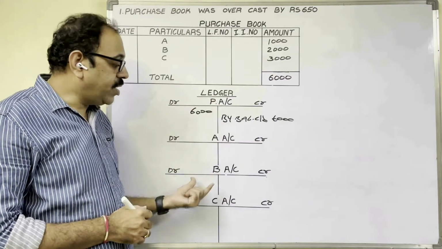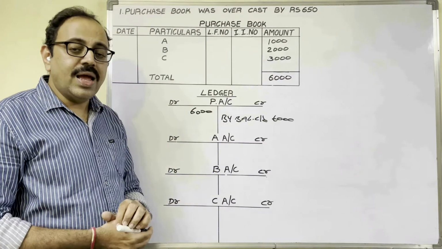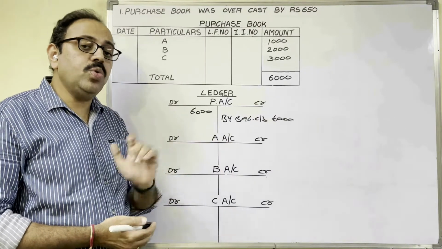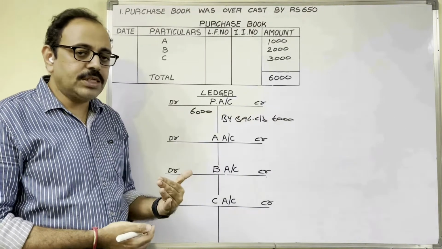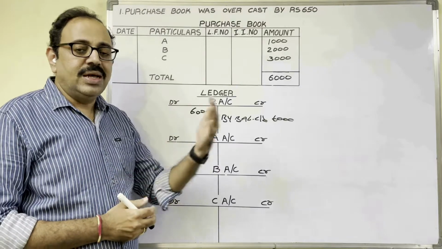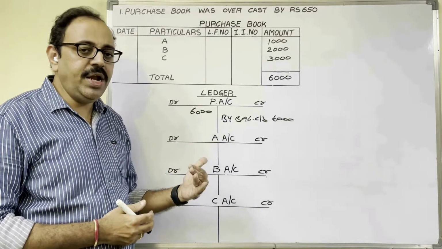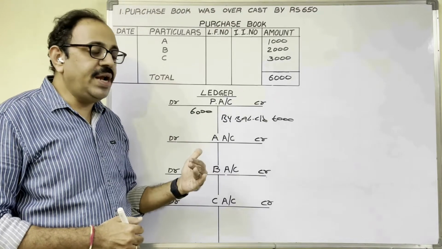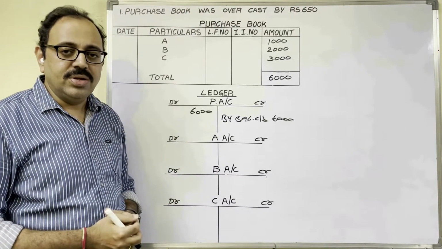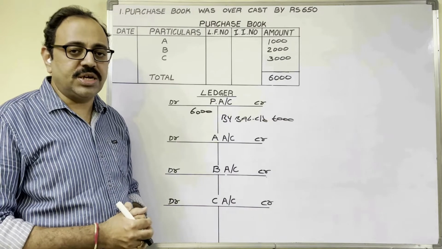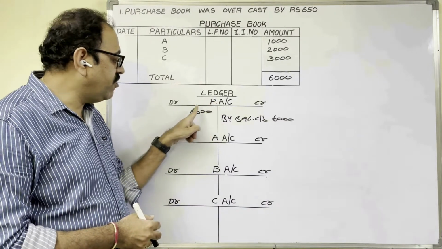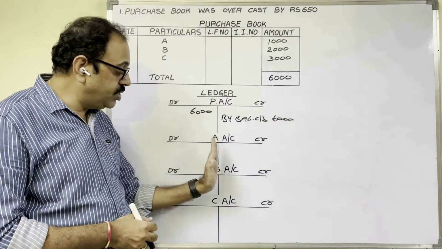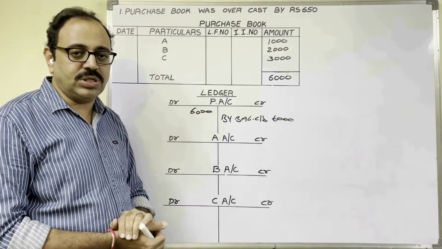So we maintain accounts under the double entry system. As per the double entry system, every transaction contains minimum two aspects: receiving aspect, giving aspect. Receiving aspect is known as debit, giving aspect is known as credit. For every debit, equivalent credit will be there. So as per the double entry system, in the purchase account when we debit this amount, the same amounts in individual accounts on the credit side we should post.